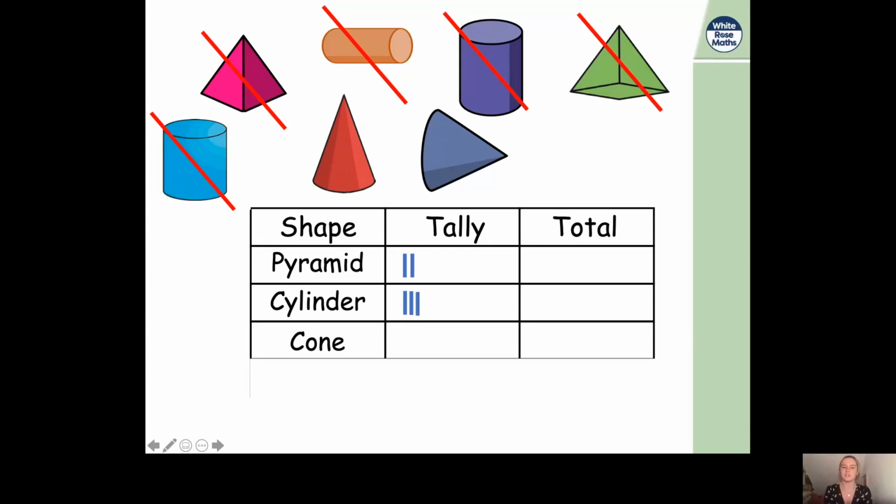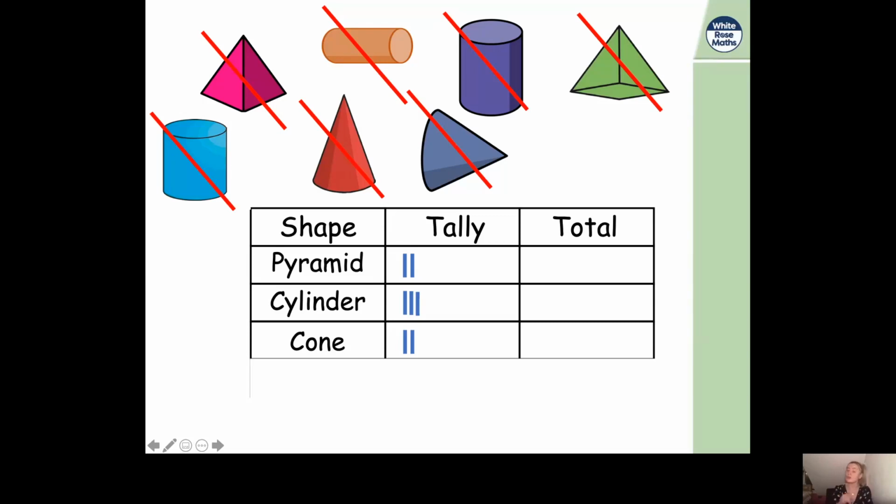Okay, now we're on to cones. Now I remember that a cone has a point at the top, it has a flat face, which is a circle at the bottom, and it has a curved surface. Now I can see a red one here. Can you see it too? So I can add that to my tally chart. And I can also see the one on its side there as well. So I can cross that out and add that to our tally chart as well.